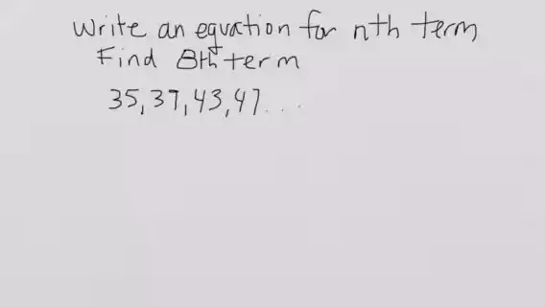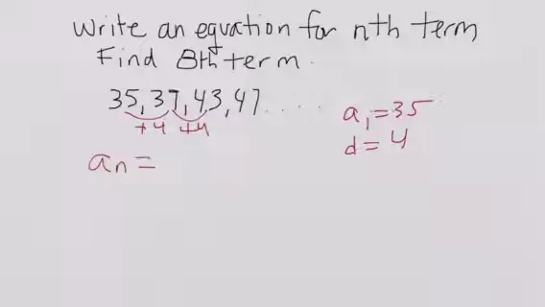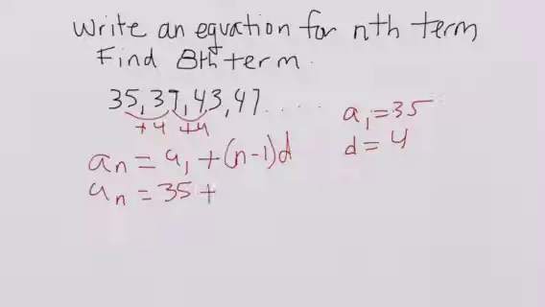We have a sequence that we need to write our equation for. So our A1 is going to be 35. And our D is going to be positive 4 because you can see we're going up by 4. We're going to use our equation: AN is equal to A1 plus N minus 1 times D. AN is equal to 35 plus N minus 1 times 4.